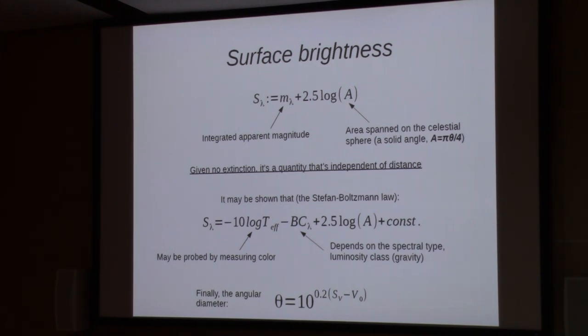Given no extinction, such quantity is independent of distance, and it might be shown that it depends on effective temperature. And actually, effective temperature may be probed by measuring color. By color, I mean difference between magnitudes in two different filters, in two different bands. So this is color in astronomy. And finally, we may obtain the angular diameter knowing the surface brightness and having magnitude in a given band. So in this case, I have the visual, so 500 nanometer, more or less, band.